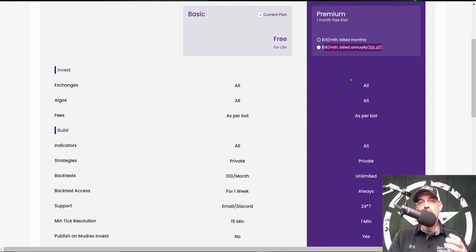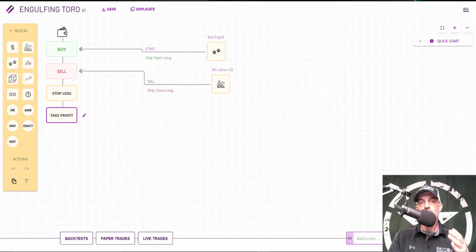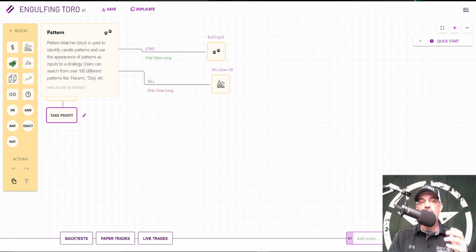Now that's enough jaw-jacking. Let's take a look at the actual configuration of the Engulfing Toro bot. Now, I have a complete video in my MUDREX YouTube playlist, but today I'm just going to run through it real quick. The buy trigger is based on a pattern block, and the pattern blocks basically identify candle patterns and use the appearance of patterns as inputs to the strategy. In this case, I'm using it to trigger a buy signal.